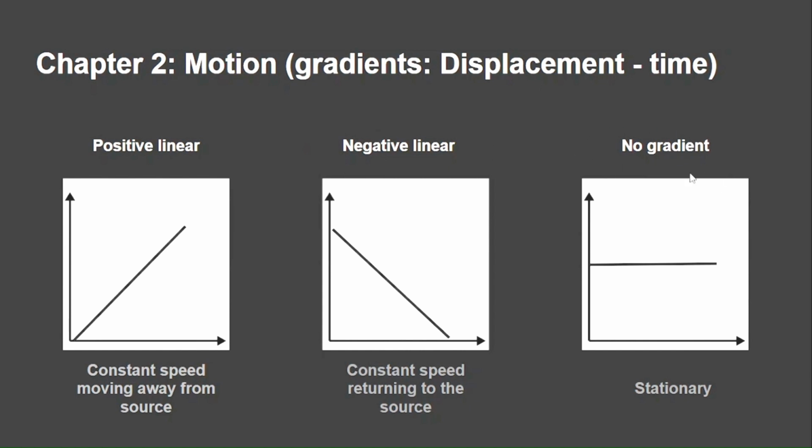The third scenario that I have here is a no gradient graph. In a no gradient graph, you've got a value of displacement, and this value of displacement stays the same as time ticks along, because remember, time is always on the x or the horizontal axis.